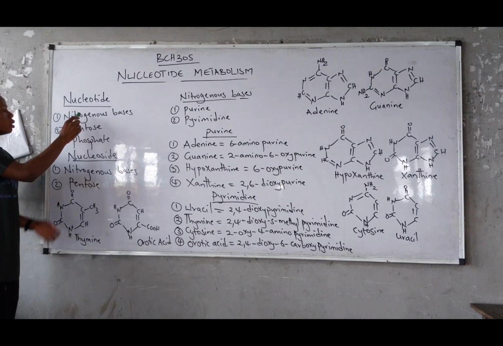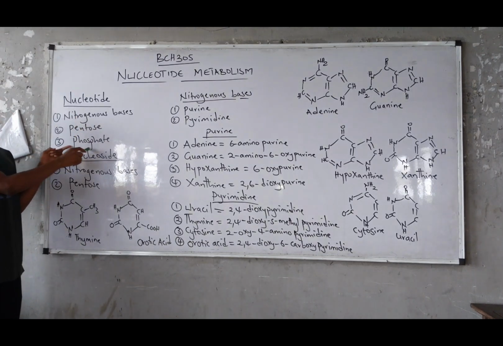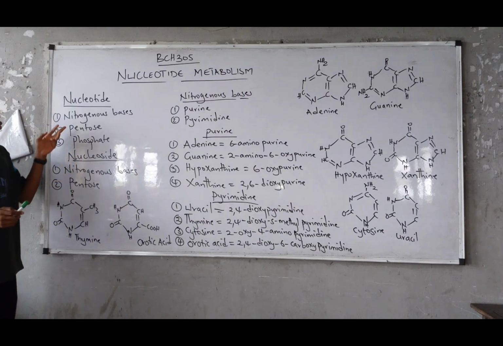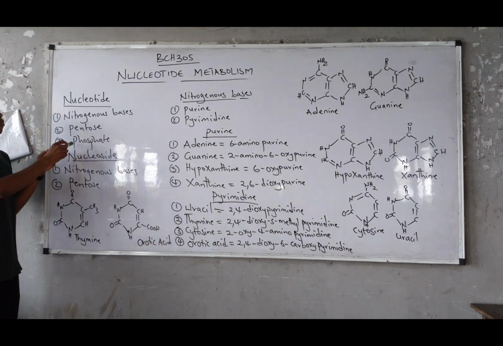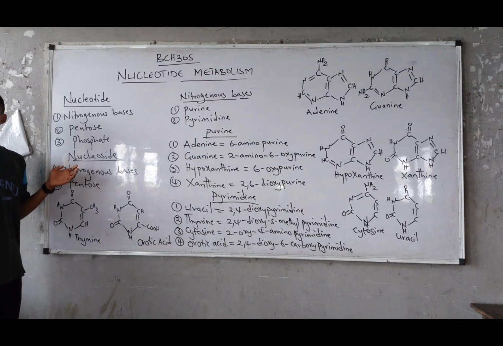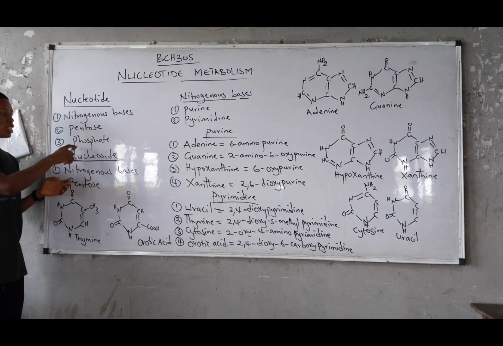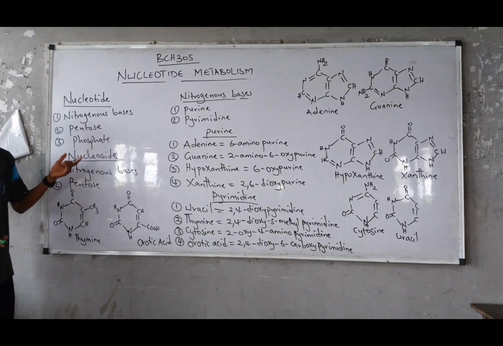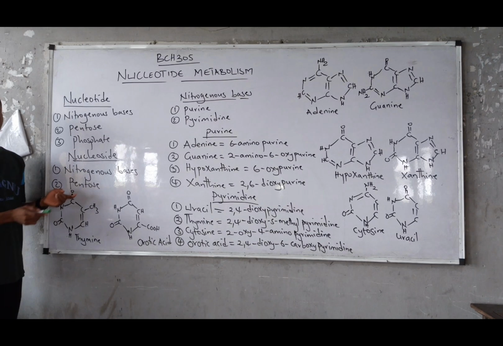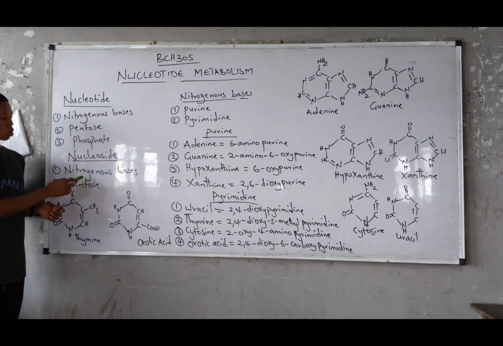So now, if the phosphate group is not there, it is called the nucleoside. So nucleotide contains nitrogenous base, pentose, and phosphate. If we keep the phosphate group aside, we call it a nucleoside. Why? Because we've kept the phosphate group aside. So you call it a nucleoside. Good. Now, nucleoside contains only nitrogenous bases and pentose, right? Only nitrogenous bases and pentose.